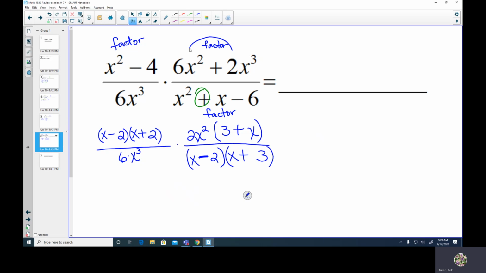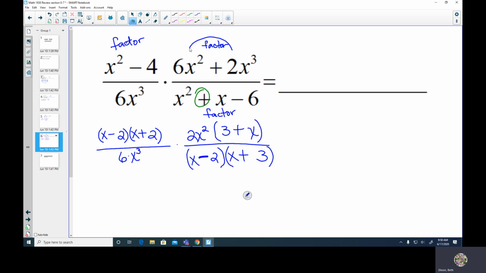Now, we're looking for things that can divide. And it's divide, as long as one's in the top and one's in the bottom, it doesn't matter whether they're on the same fraction or on different fractions. But one has to be in the top and one has to be in the bottom, because the fraction bar makes the division. If they're both on top, that's multiplied. If they're both on bottom, that's multiplied. To divide out, they have to be top and bottom.